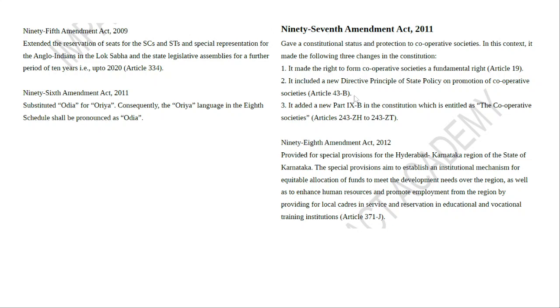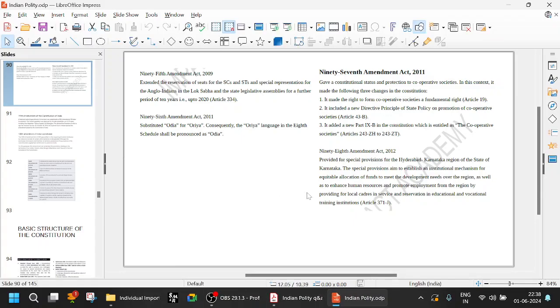Then 43B we have seen, right? 43A we have seen, and 43B is the promotion of cooperative societies. Next, Part 9, 9A. Part 9 was panchayats, 9A was municipalities, and 9B was added, starting from 243ZH to 243ZT, on cooperative societies. This is the 97th Amendment Act.